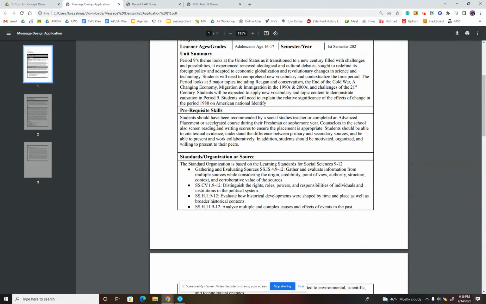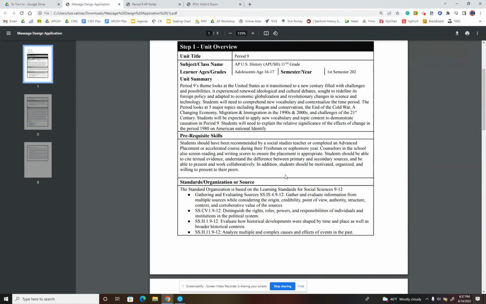Real quick regarding the course itself, for students to be recommended to this course, they should have already had some type of placement earlier in their high school career. AP US History is a course taken by juniors, so usually they're on the AP track by the time they get to me. They've already had some type of accelerated course in most cases. There are exceptions, but nonetheless, that is a very common thing.